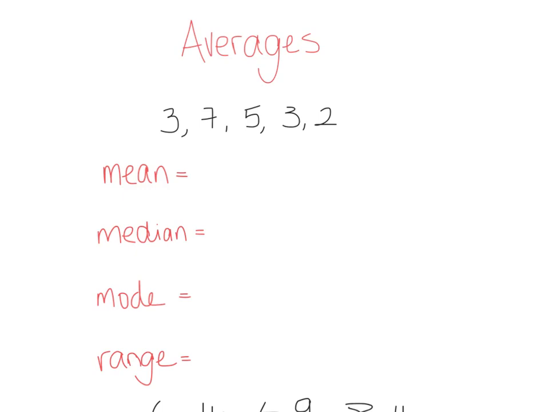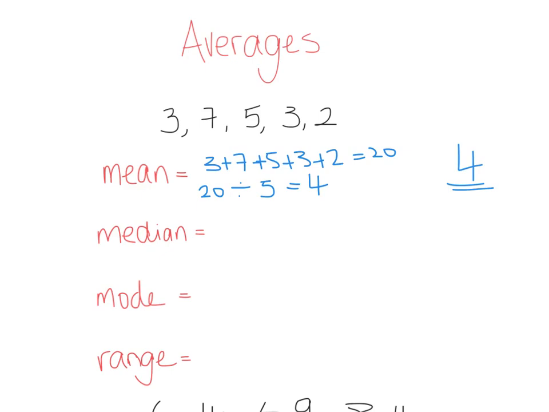So the mean is whenever you add all the numbers up and you divide them by how many numbers there are. So we're going to go 3 plus 7 plus 5 plus 3 plus 2, okay? 3 plus 7 plus 5 plus 3 plus 2 is 20. And 20 divided by 1, 2, 3, 4, 5 numbers is 4. So the mean is 4.